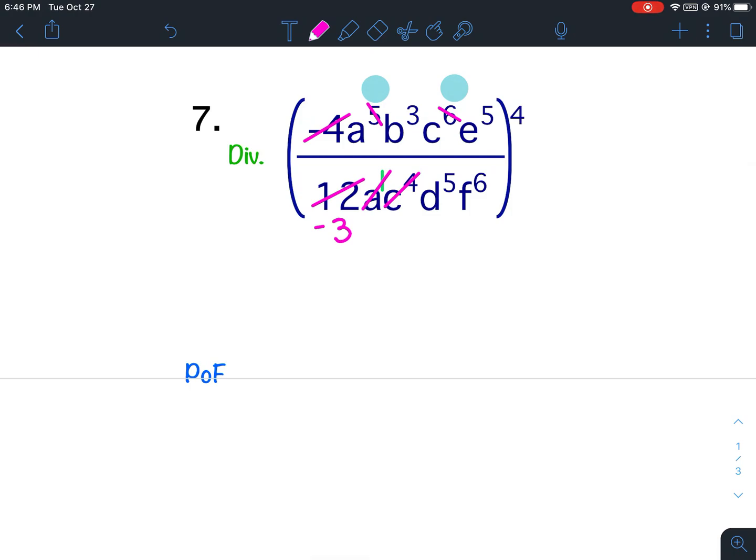After you divide, you should always rewrite. So whatever's in the numerator stays in the numerator. Whatever's in the denominator will stay in the denominator. So in my numerator, I have variables A, B, C, and E.